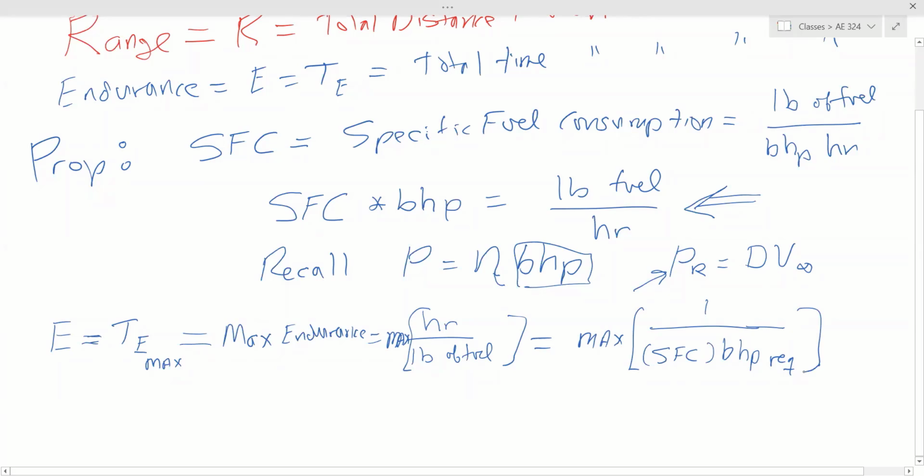Because we want to say, well, if we just want to stay in the air, how are we going to fly to stay in the air the longest? So we're going to maximize the hours per pound of fuel. And we can calculate that from the specific fuel consumption and the brake horsepower required to fly.